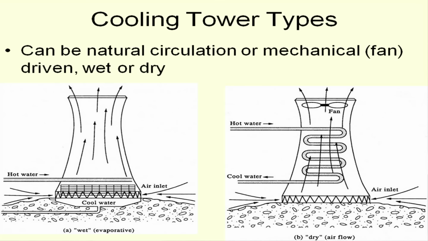The other one is a closed system where the hot water comes in, the cool water comes out, and there's no direct contact between the cooling air and the water. It's all conduction through pipes and fins and radiators and that kind of stuff. Generally, these have to have fans in them to get enough air velocity and cooling without the evaporation effect. Both types of cooling towers exist in commerce. For the most part, in reactors, they use the one on the left, evaporative.